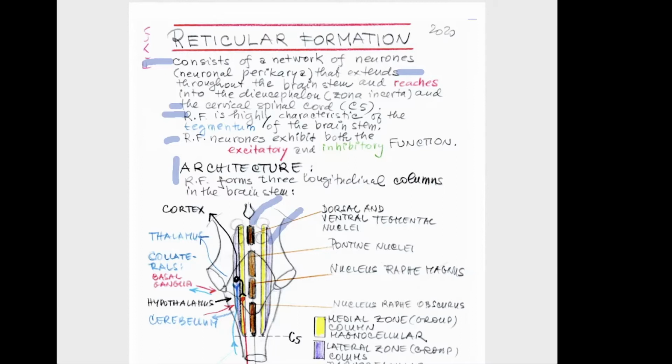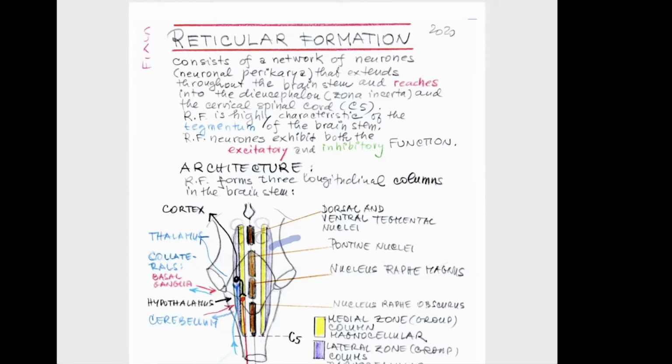Concerning the medial zone, this is that one. The medial zone consists of large cells. It forms the column. That's why we call it the magnocellular zone. While the lateral zone, the light blue one, consists of small cells, the parvocellular zone.